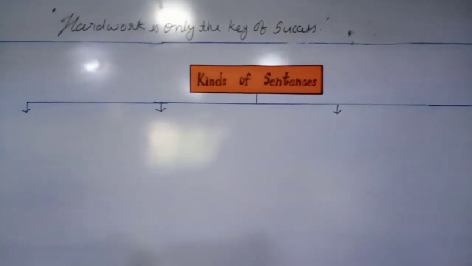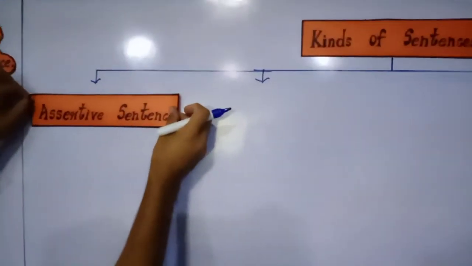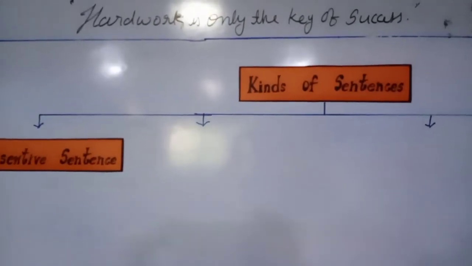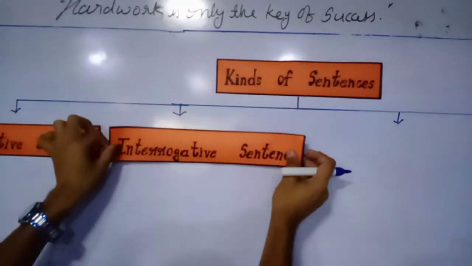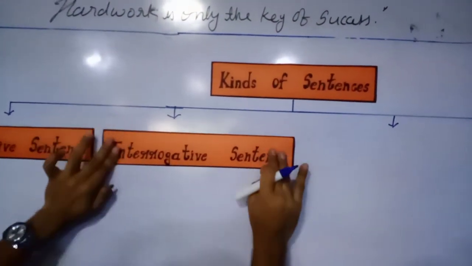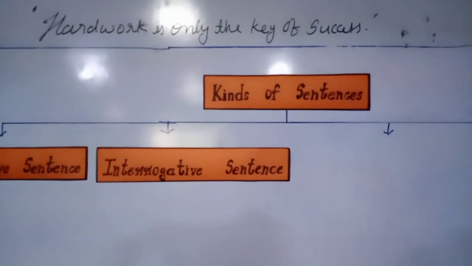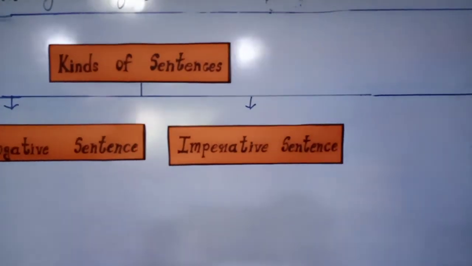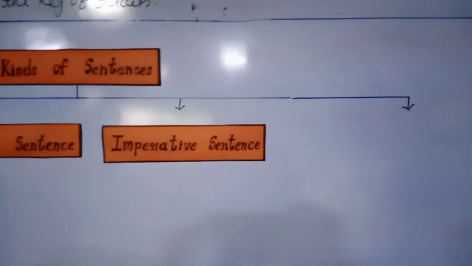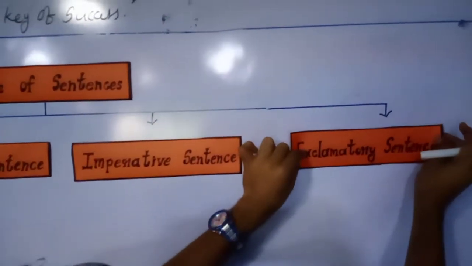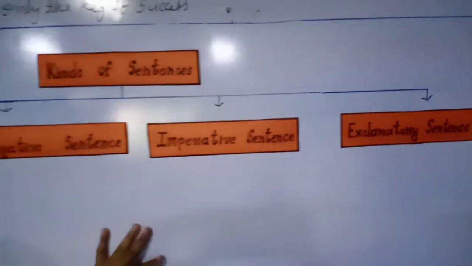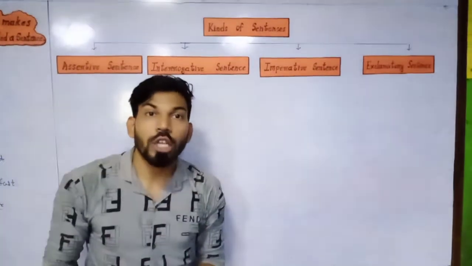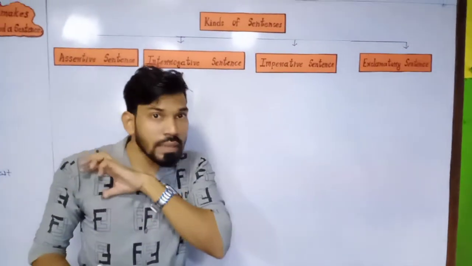The first one is assertive sentence. The second one is interrogative sentence. The third one is imperative sentence. And the fourth one is exclamatory sentence.